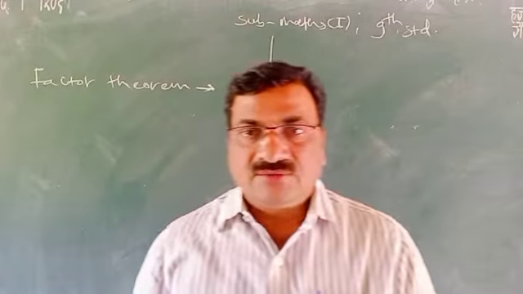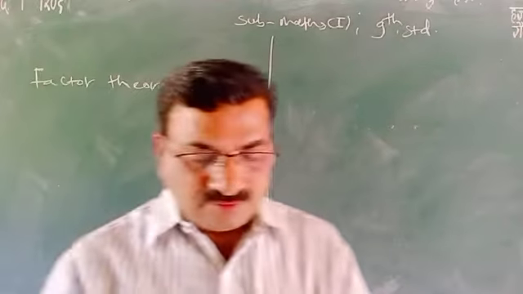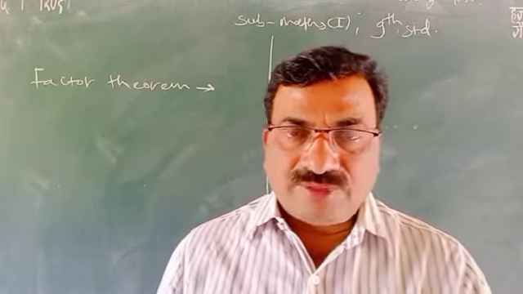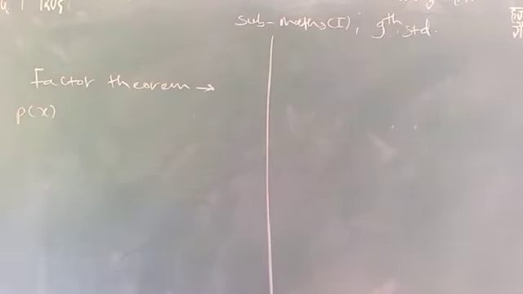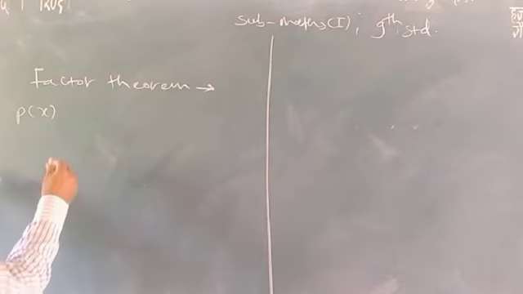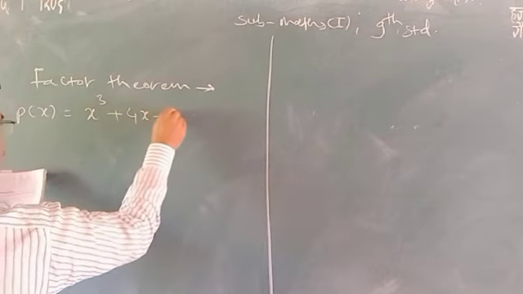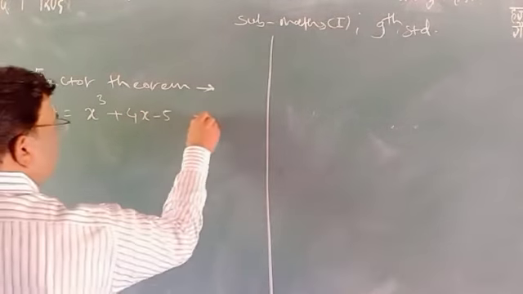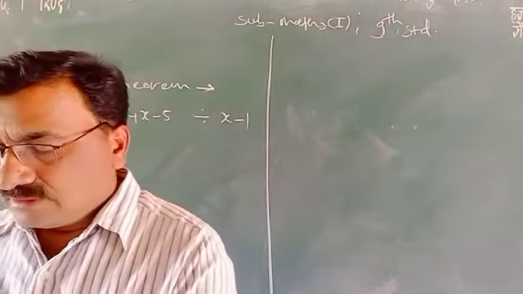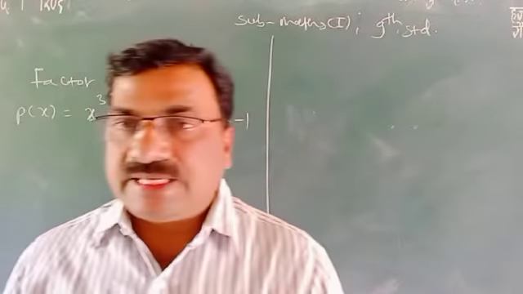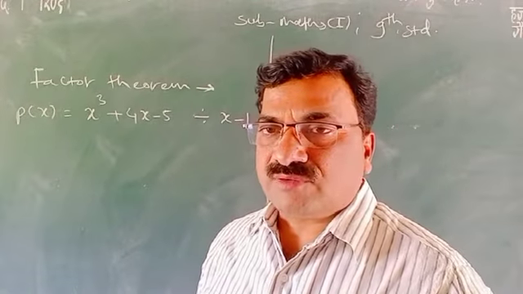We will study one more example. I will read that example. If p of x, a polynomial in the variable x, that is x cube plus 4x minus 5, is divided by x minus 1, then find the remainder. We will find the remainder, or the value of the polynomial.